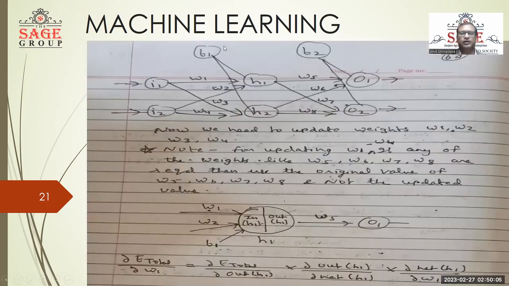So now let's look at the diagram. W5, W6, W7 and W8 we can update in the similar manner. Now we need to update the weights W1, W2, W3 and W4. Let us see how we can update the weight W1, and once we update W1, then we can similarly update the weights W2, W3 and W4.